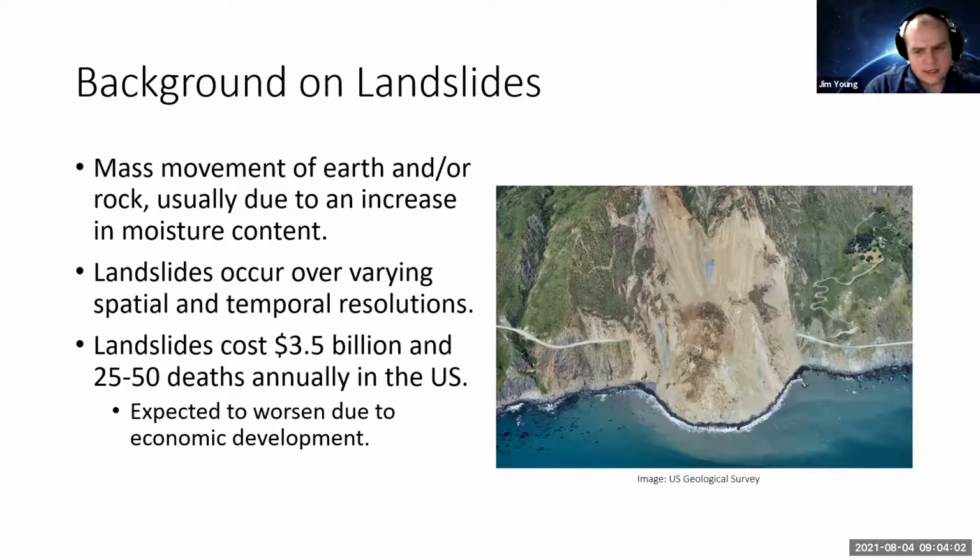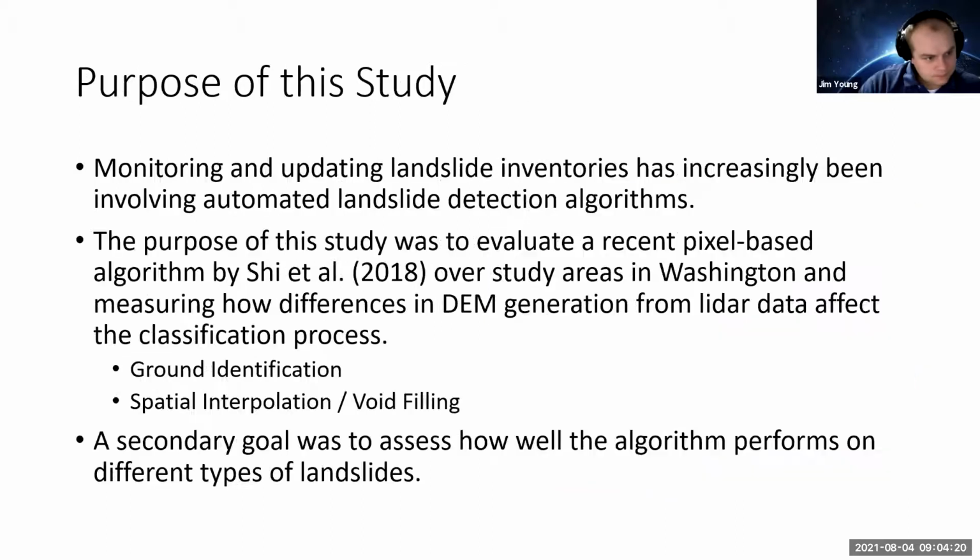And landslides need to be mapped in the U.S. because within the U.S., landslides cost about $3.5 billion a year, as well as 25 to 50 deaths. And these statistics are expected to worsen due to economic development and deforestation and things like that.